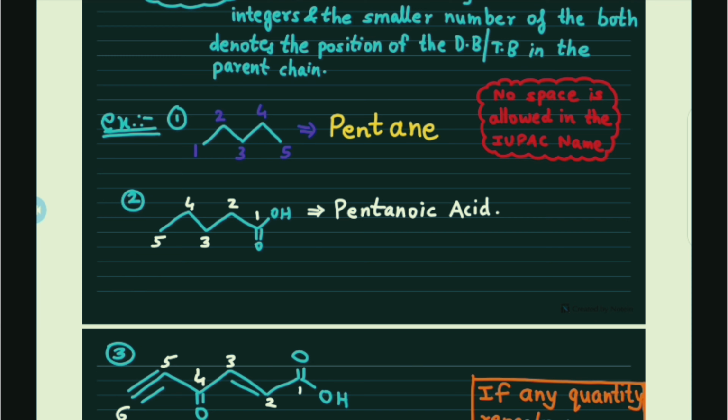See, it's a pentane chain, a 5-member carbon chain, pent. It contains all single bonds, so ane. And why have we not written E here? The IUPAC nomenclature rule says that if we are adding a suffix after a suffix, then the last letter vanishes and the new suffix comes. That's why the E of ane is skipped and is replaced by oic acid.